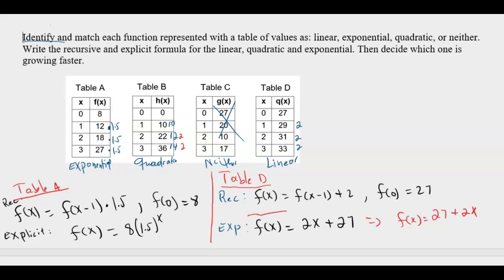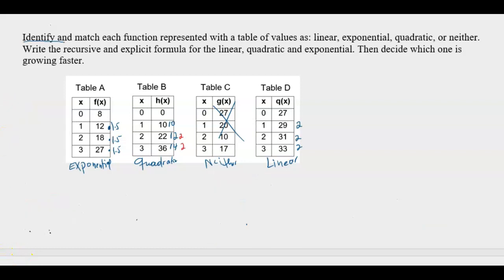So that will be the answer for this one. That's the explicit one. Now we're gonna do the quadratic one. So the quadratic one is table B. Okay, so we're gonna do table B, which is the quadratic one.